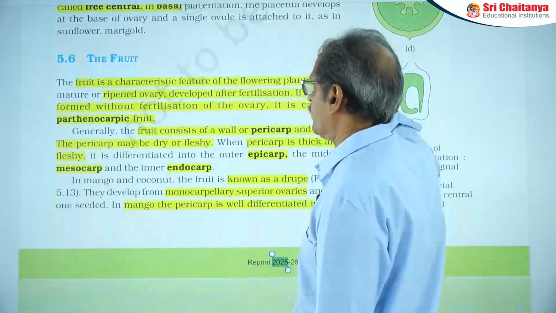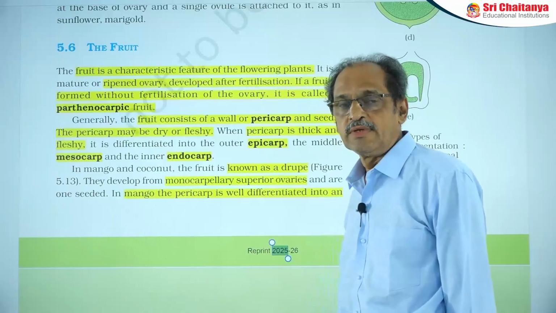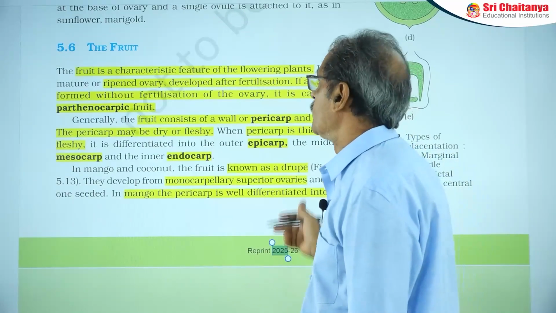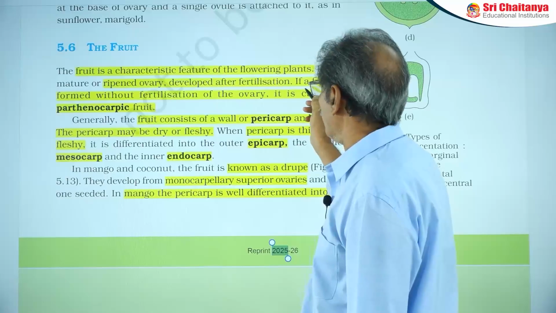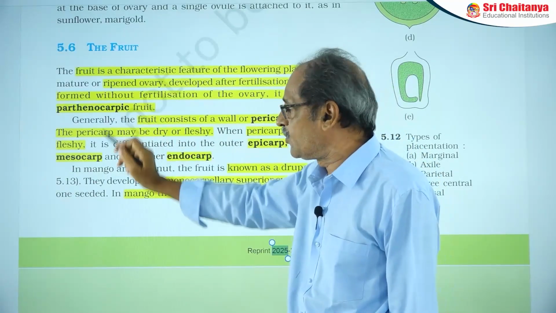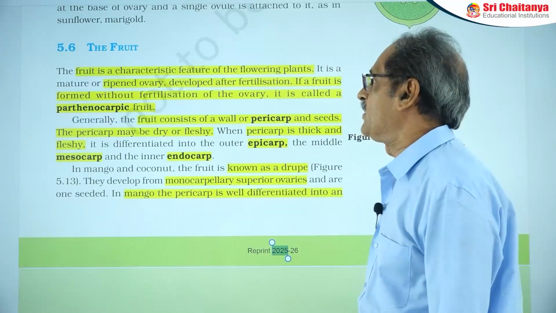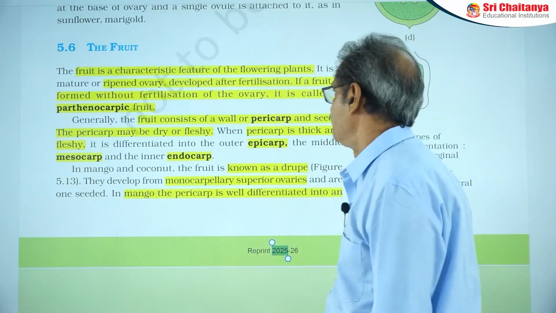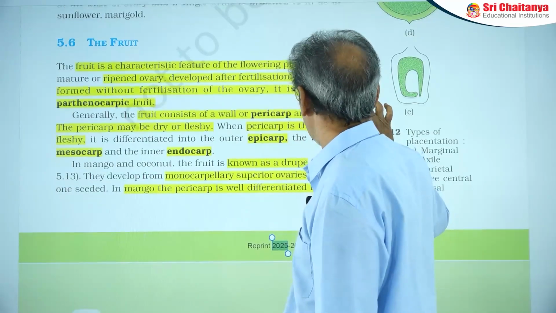Next one is the fruit. After fertilization, the ovary converts into fruit. But rarely, if a fruit is formed without fertilization, then it is called a parthenocarpic fruit, and the phenomenon is called parthenocarpy. Parthenocarpic fruits are seedless. Now, pericarp: the ovary wall is called pericarp.